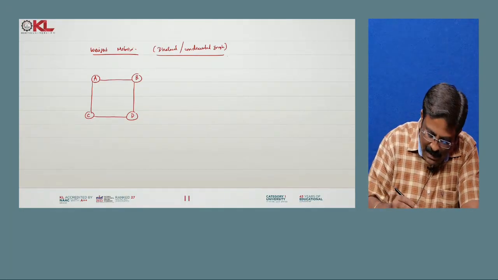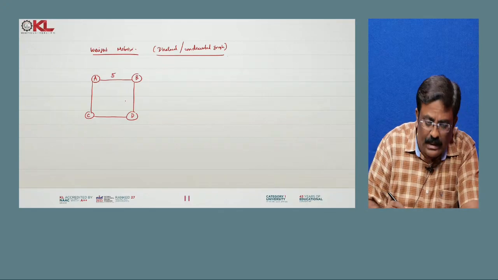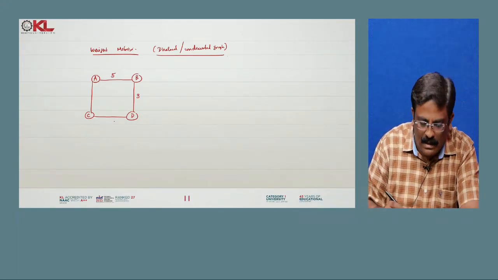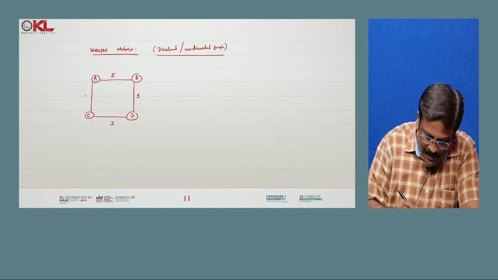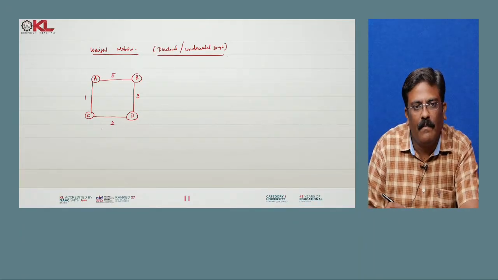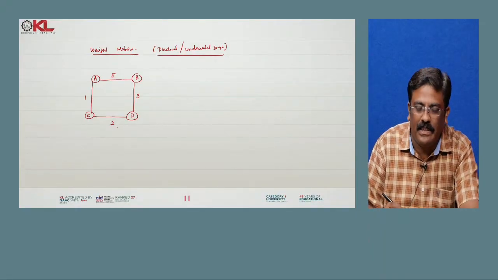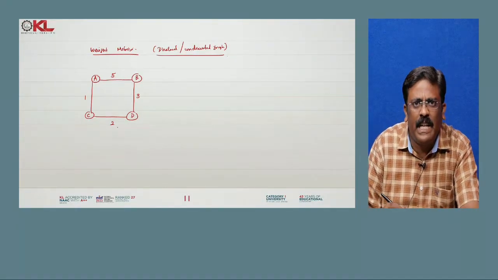Let's say the weight of this edge is 5, the weight of this edge is 3, the weight of this edge is 2 here, and the weight of this edge is 1 here. Previously, when we were representing the graph, we did not represent any weights, but here we are introducing the weight. So every edge has a weight.